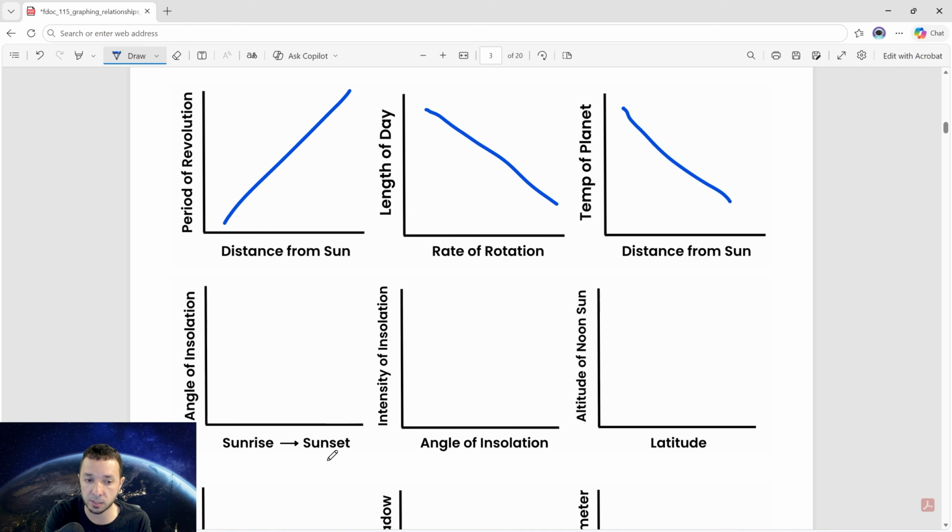As you go from sunrise to sunset, what happens to angle of insolation? You should have the highest angle in the afternoon, so this should look like this. As angle of insolation increases, what happens to intensity of insolation?